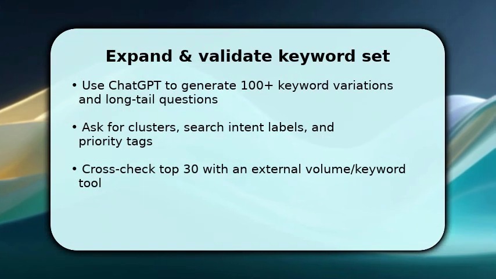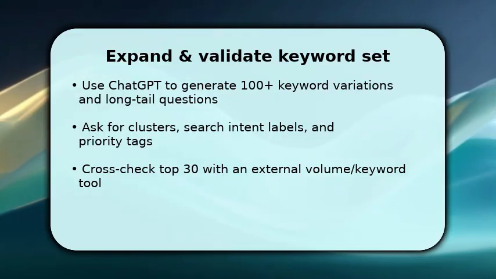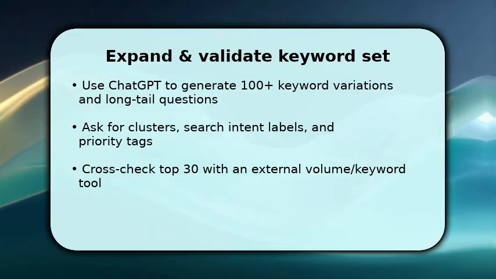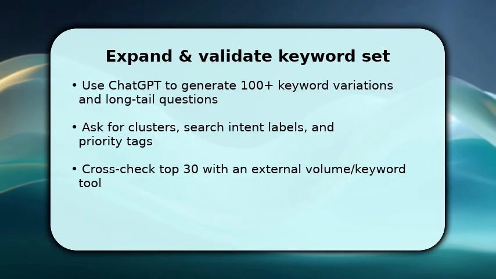Now you expand seeds into a usable list. Ask ChatGPT to produce clusters, long-tail phrases, and question forms, and to label each with likely search intent. This groups topics for content planning.